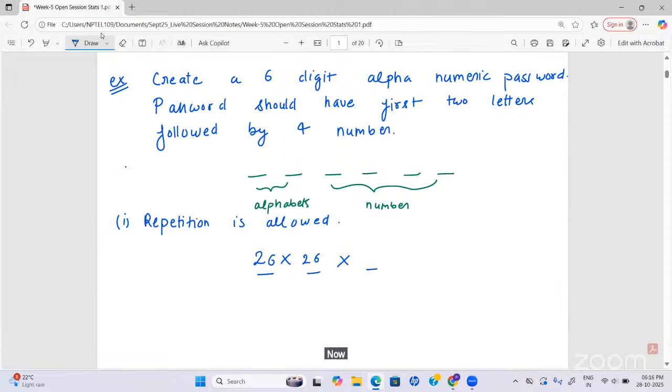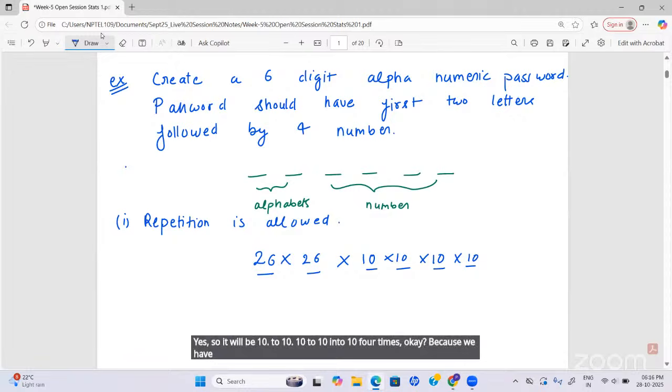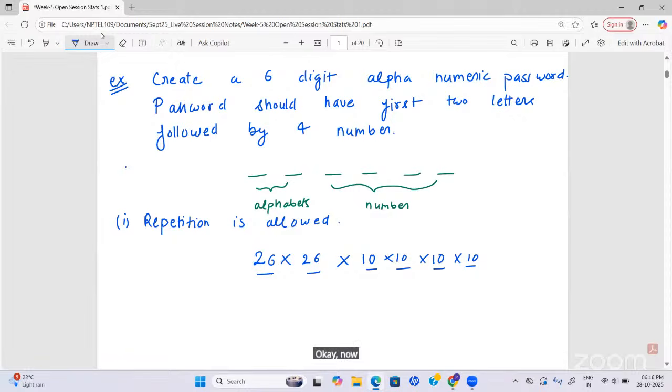Now for the remaining places where we have to fill the digits, it will be 10 into 10 into 10 into 10, 4 times, because we have 4 places to fill. Now you can multiply, you will get the answer.